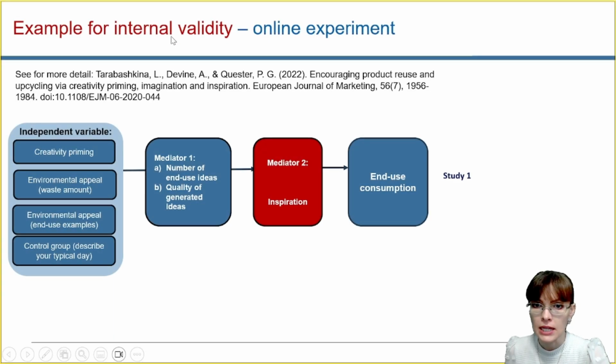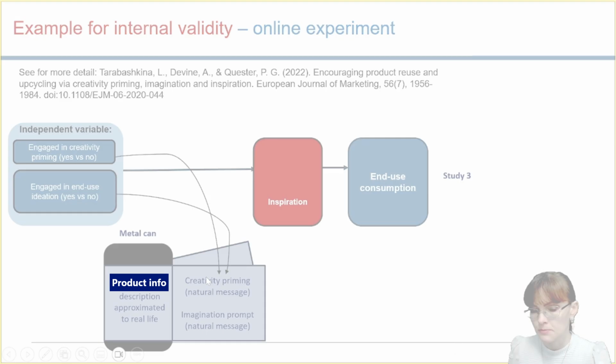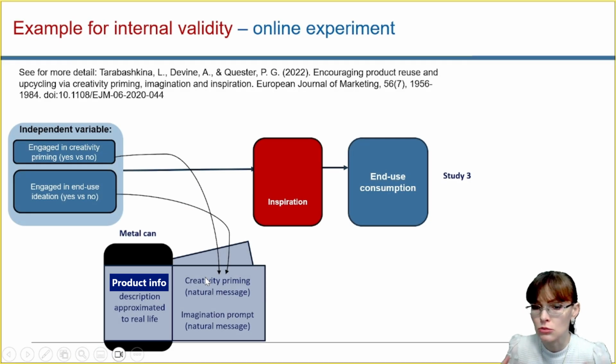So in this study, researchers have also conducted the third study where they showed them a metal can, which then had creativity priming embedded in one of the leaflets to approximate the decision-making to real environment where someone would encounter a metal can on a supermarket shelf, and then they would engage with the product, read the leaflet. So this was done to actually show that similar effects are likely to be observed in more natural decision making.